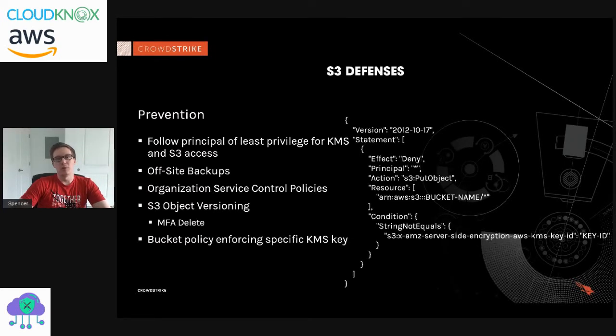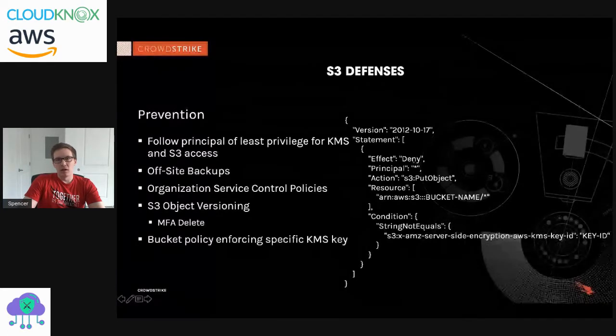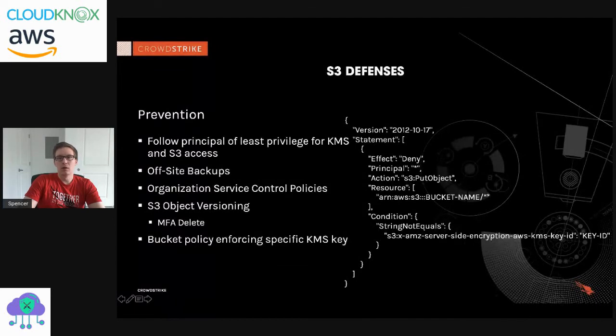Another good defense is a bucket policy that enforces a specific KMS key. This will prevent the cross-account KMS encryption method. Here's an example bucket policy. We're denying anybody from using S3 put object to our bucket under the condition the encryption key is not this one here. So if someone tries to upload an object to our bucket and they specify an encryption key that is not this one that we've whitelisted, it's going to get access denied. And so this will prevent the cross-account attacker key from getting applied to any of our objects.